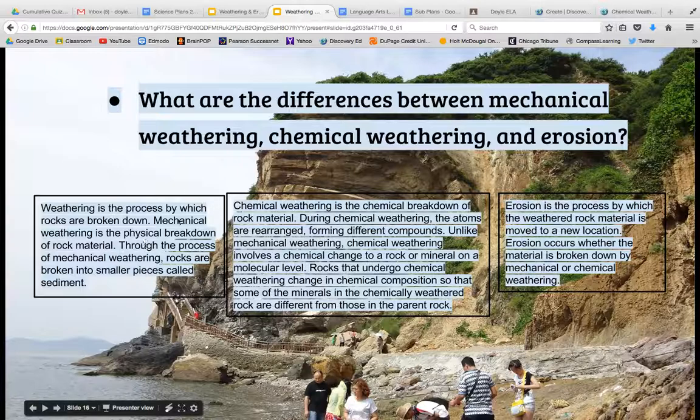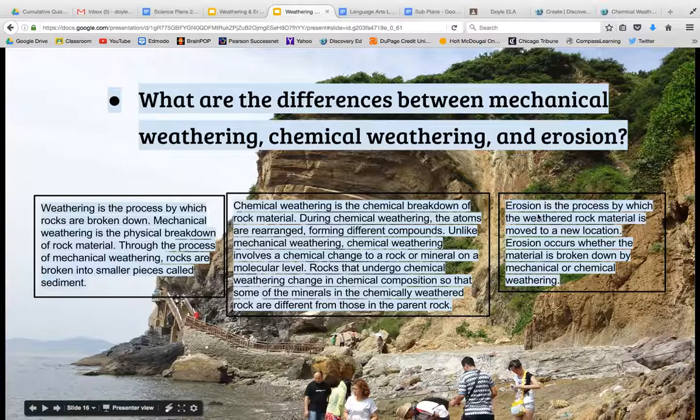So when it's mechanical weathering, the rock just gets broken down or cracked, but chemical weathering is when there's a chemical reaction and the rock actually turns into something different. An example is rust. So rocks that contain iron in them, they rust and they're no longer the original rock. They've become something different. So that would be chemical weathering.